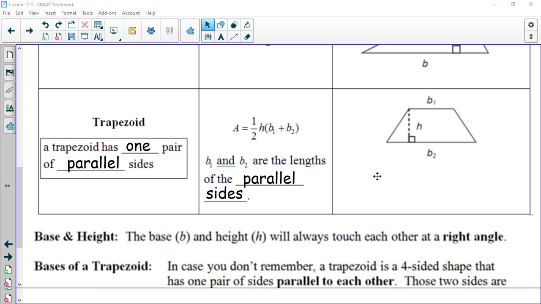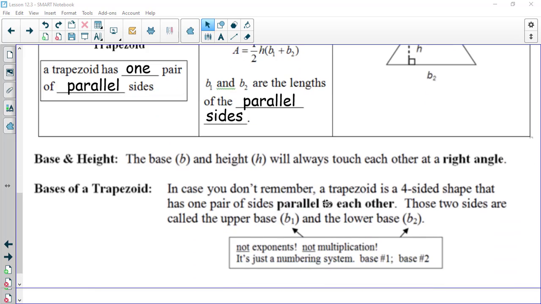It's our two bases, and our height will intersect those bases at a 90-degree angle. But again, H is your height, and B sub 1 and B sub 2 are the lengths of the parallel sides. Now, I know I already stressed this, but I'm going to stress it again. The base B and the height H will always touch each other at a right angle. It helps you identify both the base and the height.